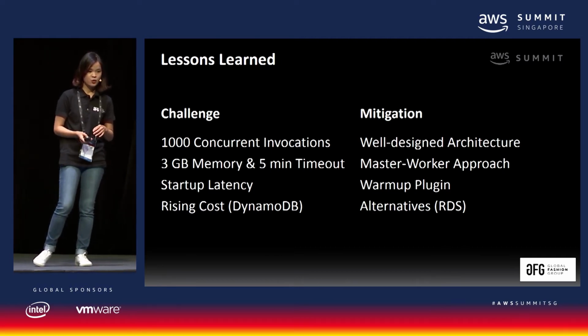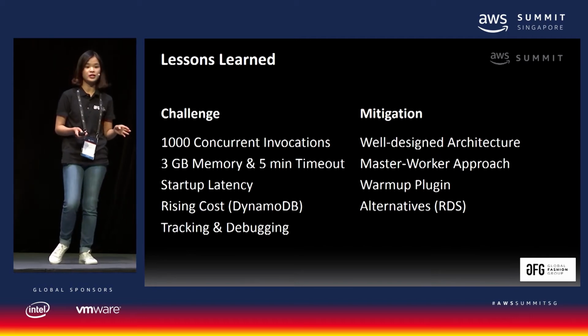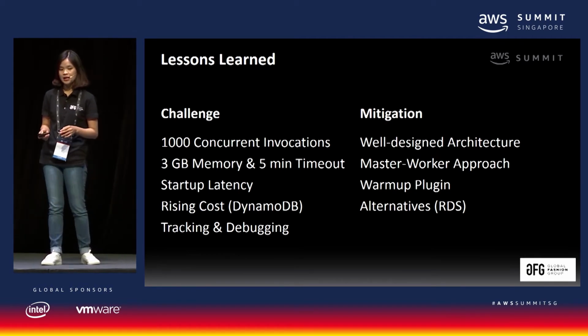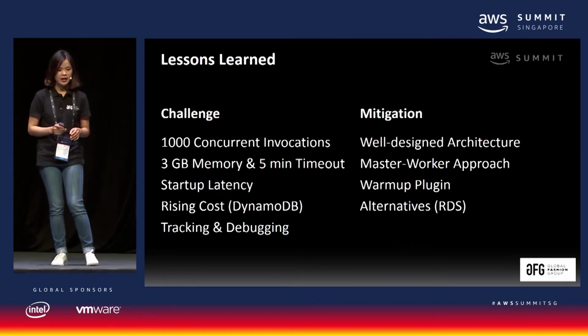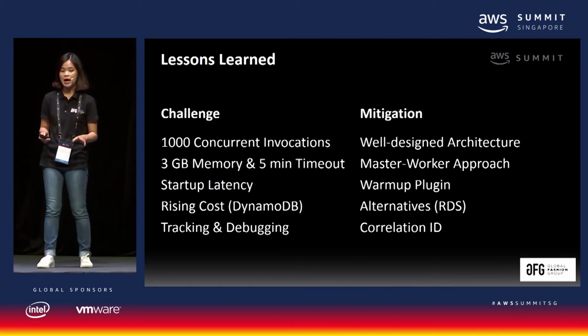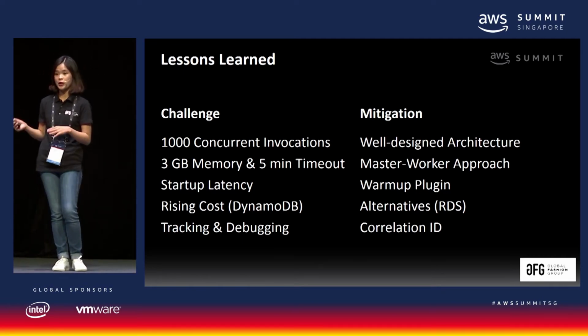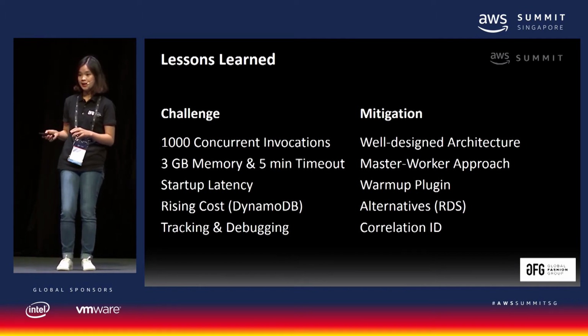Lastly, there is one challenge that is true for Lambda, but more general for the microservice architecture itself. It's the difficulty in tracking and debugging. To resolve the issue, we implemented a correlation ID by passing a unique ID through different components for one event. That way we can check the event quite easily.